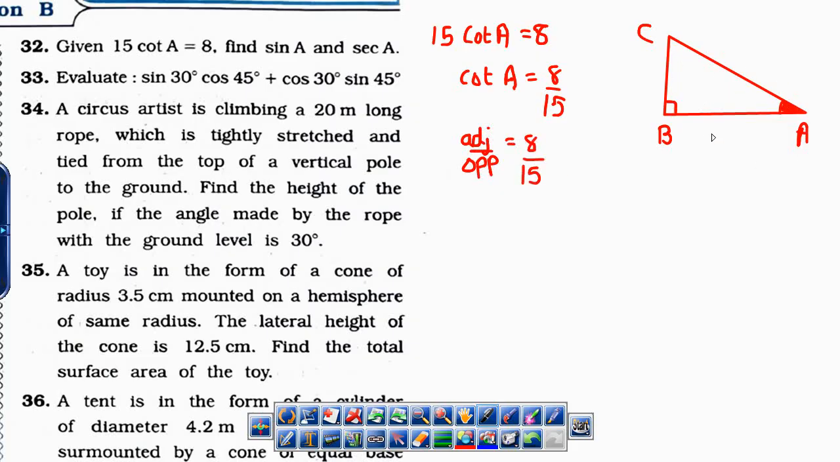In the right angle triangle, this is the adjacent side, which is 8. We will write 8k. Opposite is 15. We will write 15k. Here we will have to do Pythagoras. पाइथागोरस की फुल मेथड दिखाने के बाद आंसर आएगा 17k. And then you will find the value of sine and sec.